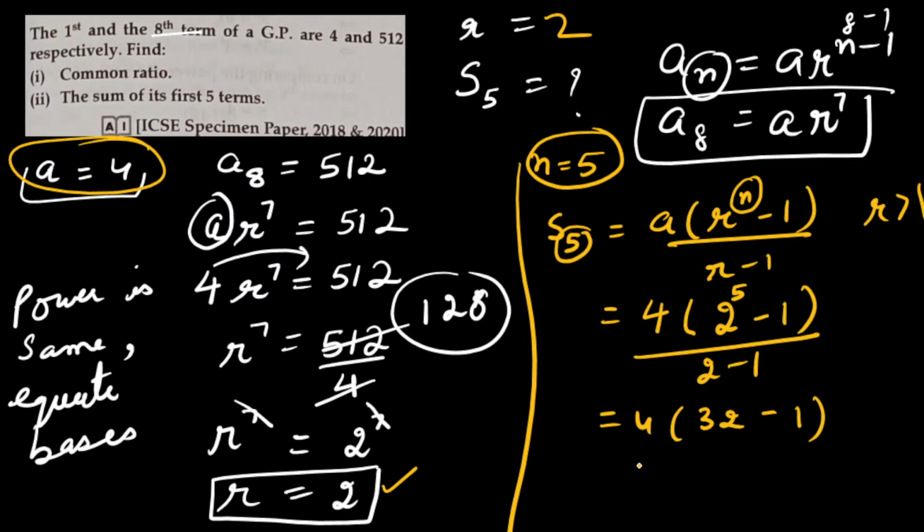2 minus 1 is 1 only, so I am not writing it. So 4 into 32 minus 1, which is 31. When we multiply, it becomes 124. Sum is equal to 124. Many of you have done this one. Let's do the next question now.